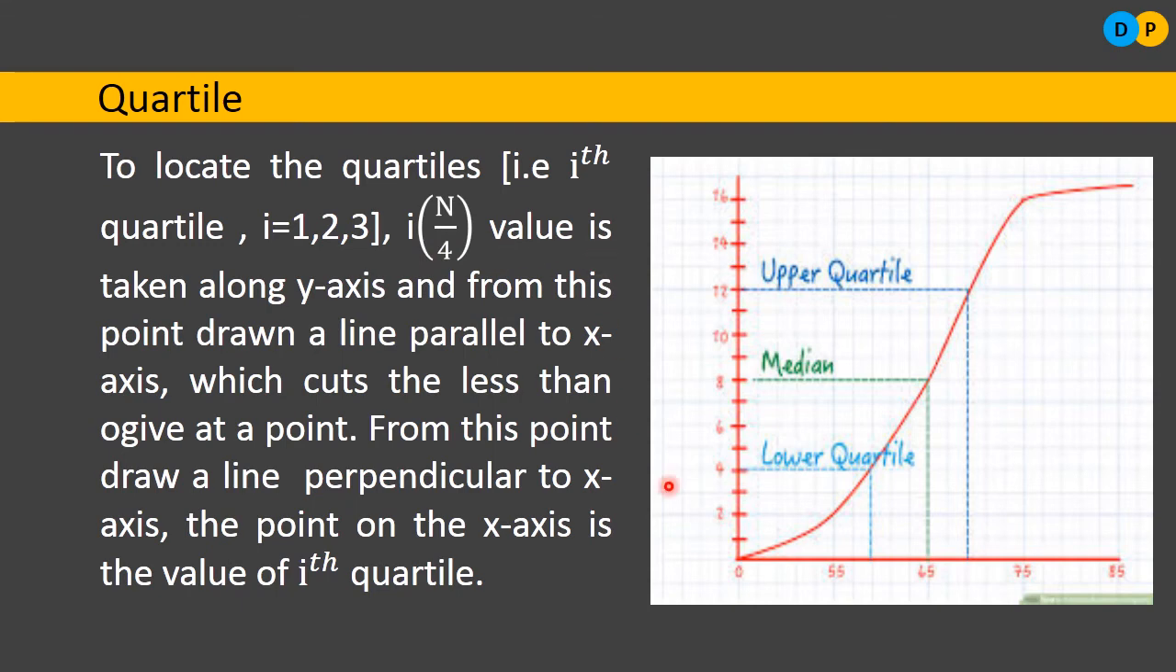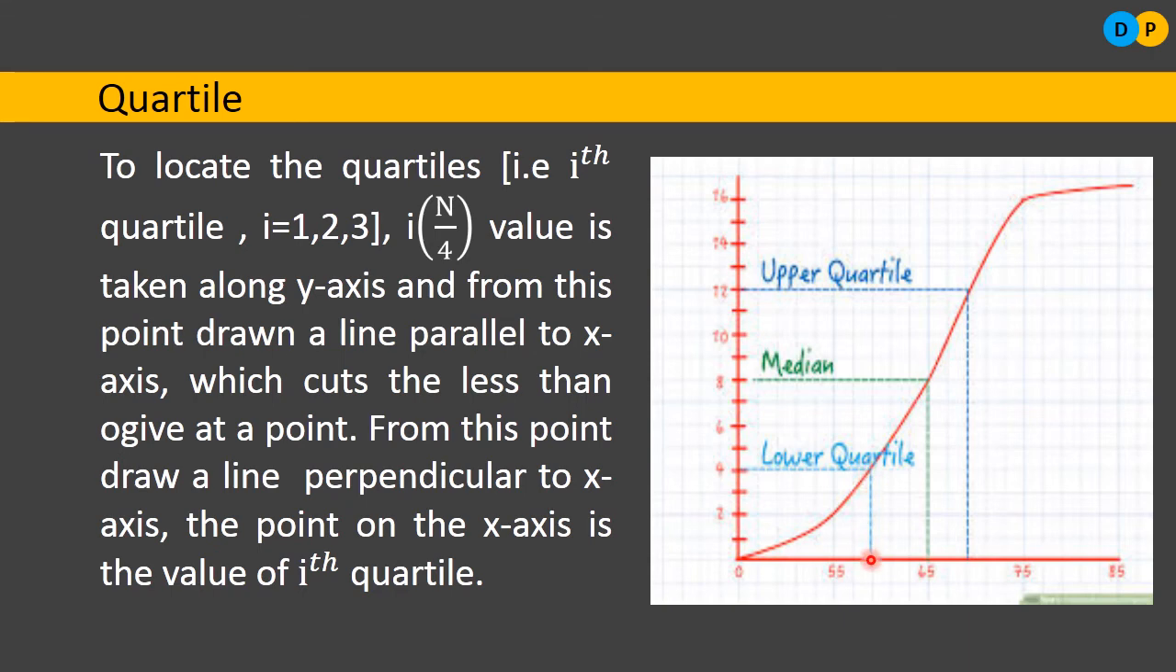So here I need to look out for the 25th value on the y-axis. Let us say that somewhere here is the 25th value. I am taking an imaginary value, it's not an exact value. Here, the 25 value falls here. From here we will draw a line parallel to the x-axis until it reaches the less than Ogive.